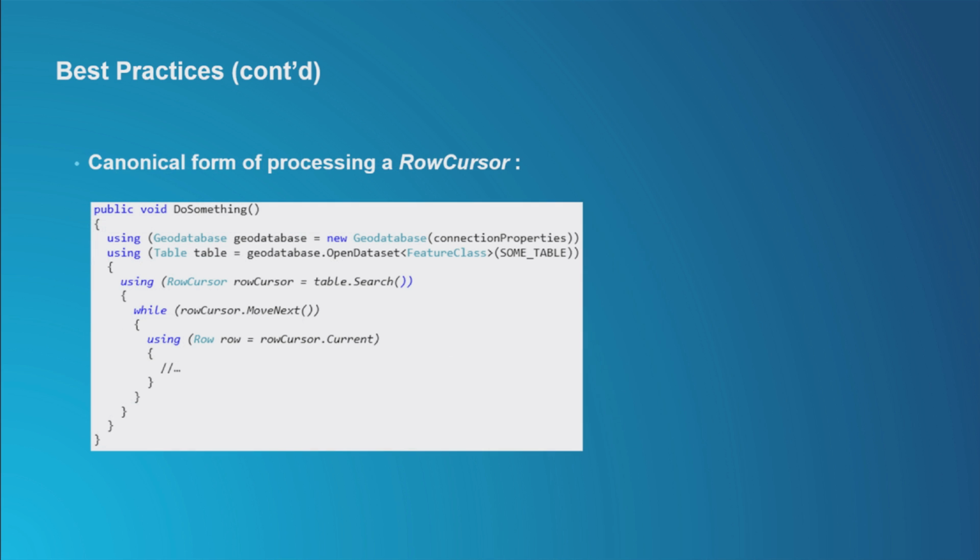So the canonical form of processing row cursors is very simple. I do all the using statements at the top as necessary, wrapping Geodatabase, table, feature class, and I call search on the table, get my row cursor. While moving next, easiest is to just wrap the current, the row or feature returned from the current property, in the using statement. And after that, you're done. You don't have to worry about anything.